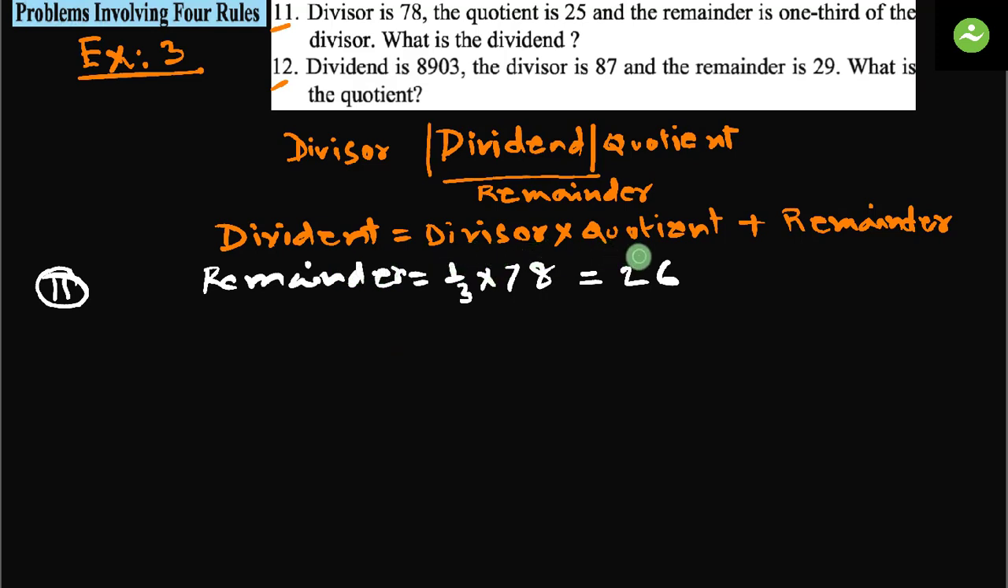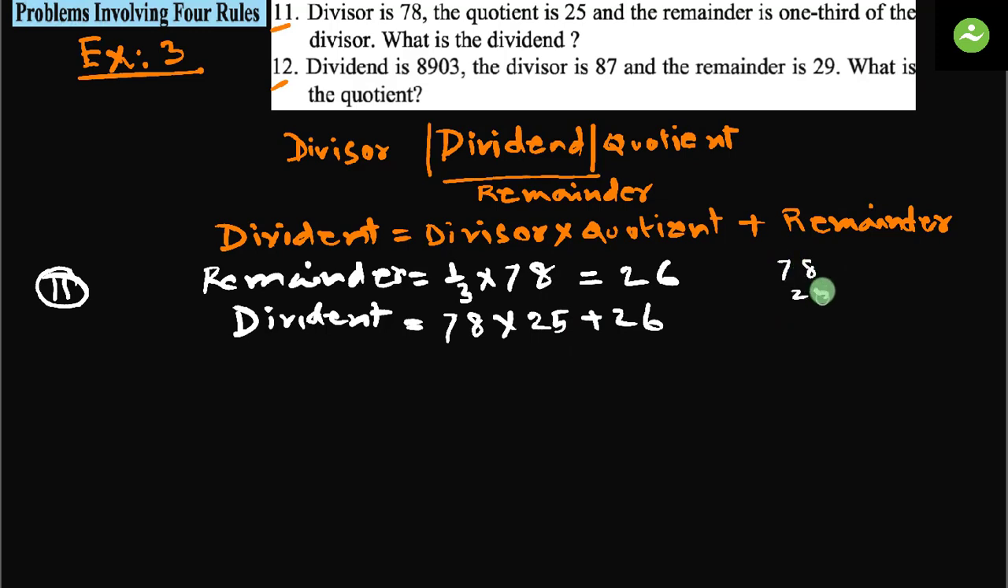Okay, now we got everything. We got the divisor, the quotient and the remainder. So we just put the values. What do we have to find here? Dividend. So dividend equals divisor into quotient, means 78 into 25, plus remainder, plus 26. How much? 78 into 25. Let us try 78 and 25.